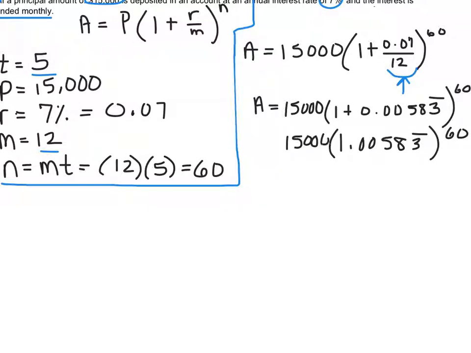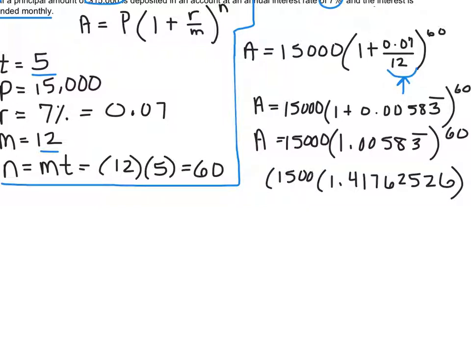The next step is to apply the exponent. So you'll keep the 1.00583 repeating in your calculator, and then you'll select the exponent key and type in 60. When you raise that decimal to the 60th power, you should get a number of 1.417622526.